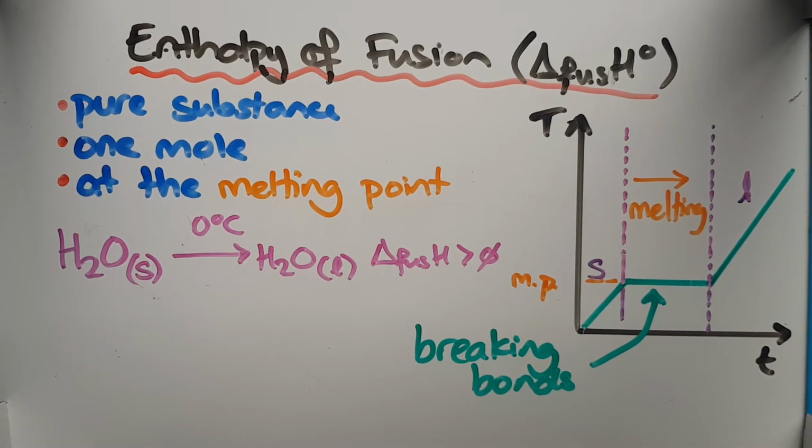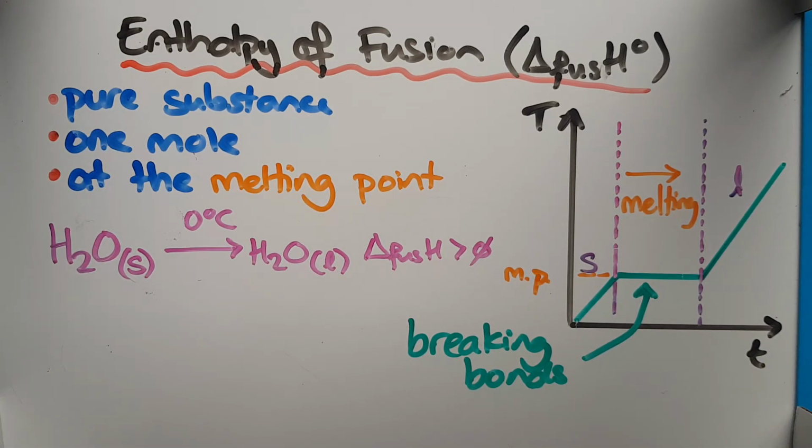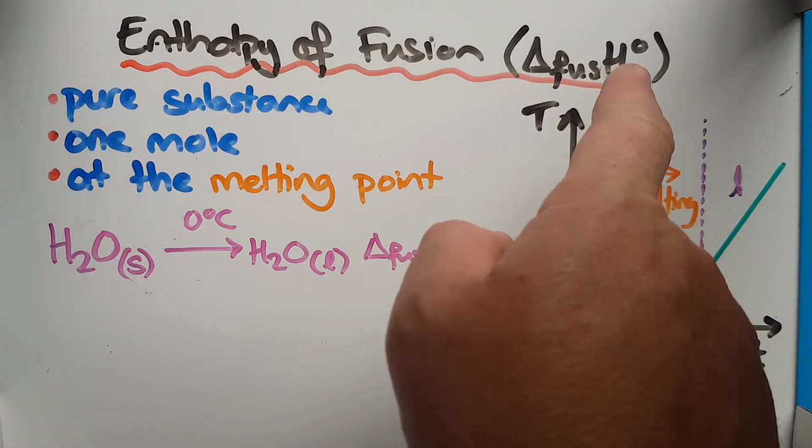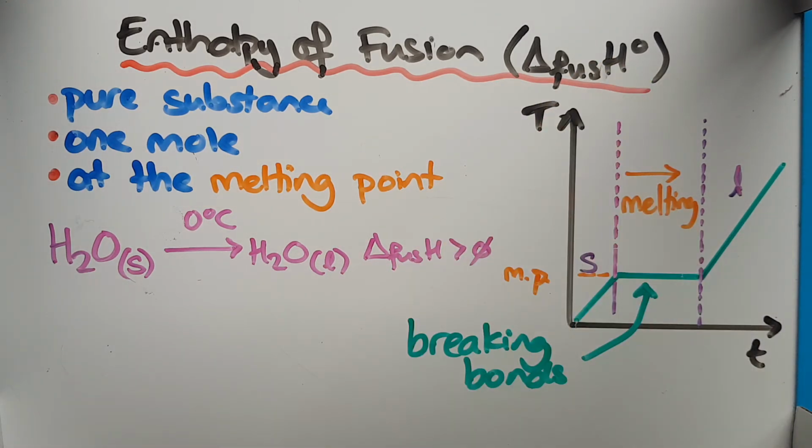This video is going to be a really quick, brief introduction to a key concept called enthalpy of fusion, or latent heat of fusion. So it's the delta sign, FUS for fusion, the H for enthalpy, and the little circle means that it's a standard value. So it's the same value regardless. You always are going to use the same value.